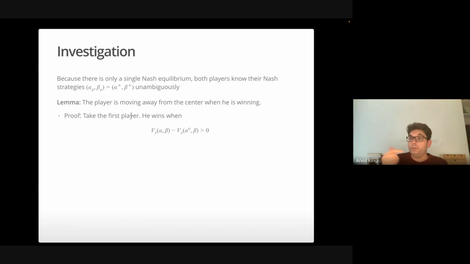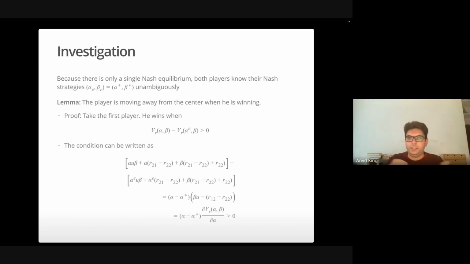We show now that if he is indeed moving away, then he's also winning. Winning means that their current vector payout compared to their reference payout, which is the Nash equilibrium, is larger than zero, right? Otherwise, they would be losing. If you plug in the conditions, you can factor it out into the product of alpha minus alpha star, the difference to your equilibrium probability, times essentially the gradient of your expected payout function for your strategy parameter.